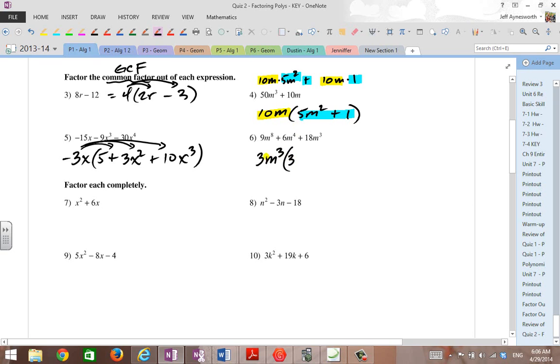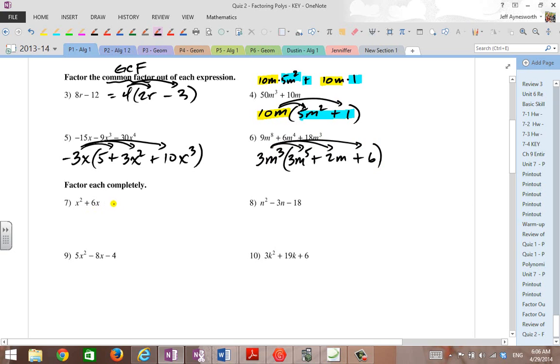3 times 3 is 9. M cubed times m to the fifth is m to the eighth. 3 times 2 is 6, and m cubed times m gives you the m to the fourth. And 3 times 6 is 18, and I factored all the m's out, so we're good there. Again, you check by distributing. Okay, I keep saying that in every single lesson. It's not that hard. Okay.